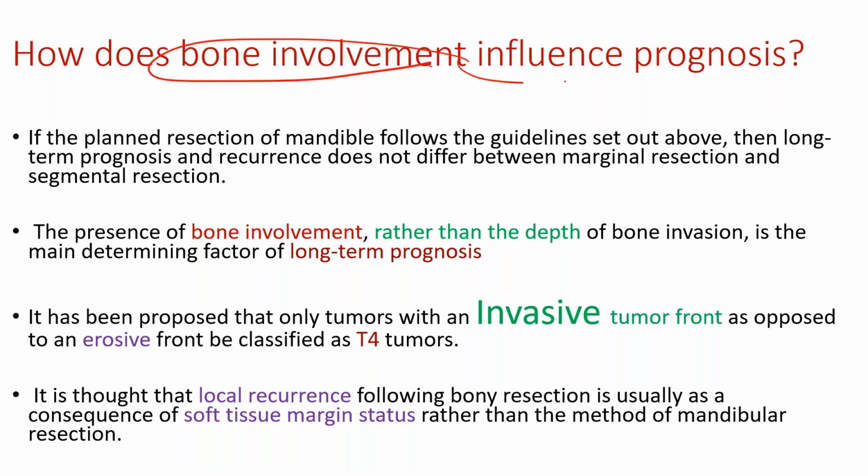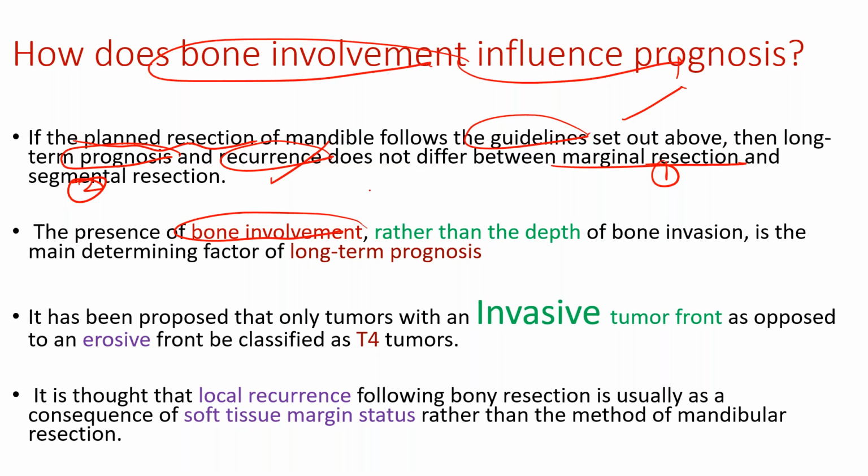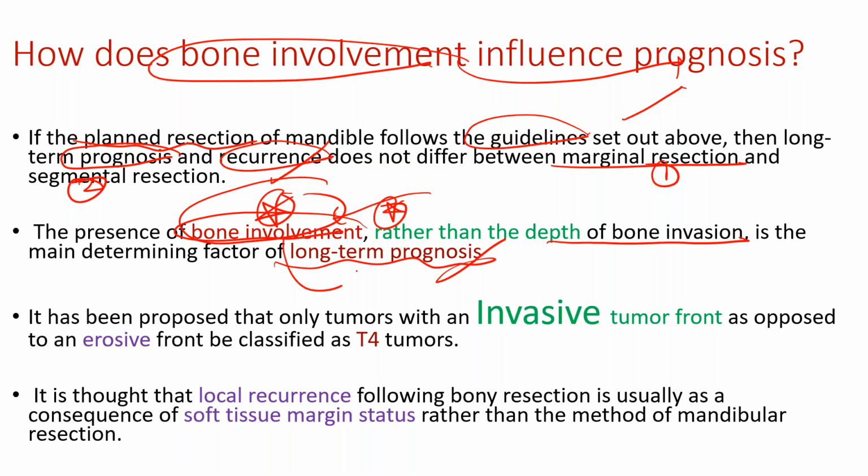So bone involvement and prognosis: how does it occur? If a planned resection follows guidelines, as we have already said, long-term prognosis and recurrence rate do not differ. You can go for marginal resection or segmental resection; either can be done. But in the presence of bone involvement, it is the main factor of long-term prognosis, not the depth of invasion. The depth is not important.